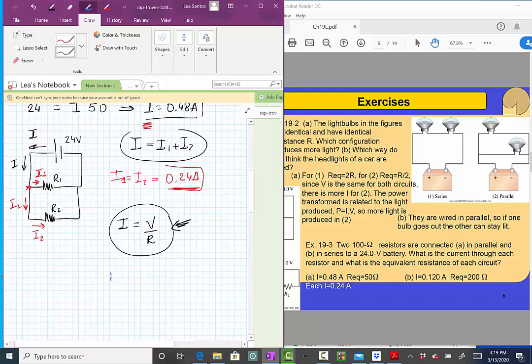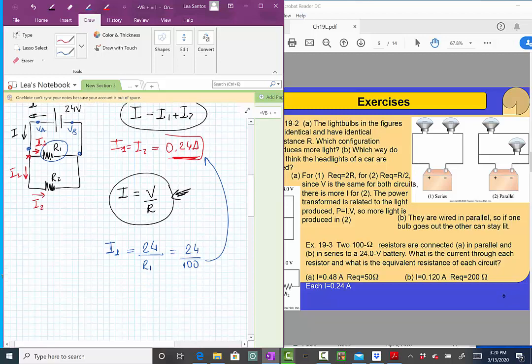The current that is going through my resistance R1 is going to be the potential difference. Well, which potential difference? The potential difference between this point and this point, VA minus VB, which is the potential difference of the battery. So which potential difference should I put here? 24. Now, which resistance should I put here? Well, I'm studying resistance R1, so I'm going to put R1. So this would be 24 divided by 100, and that explains our 0.24 amps.